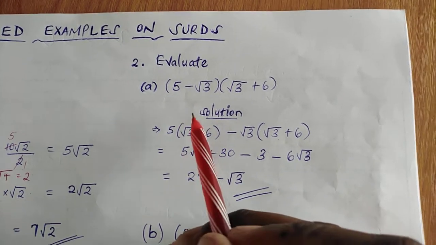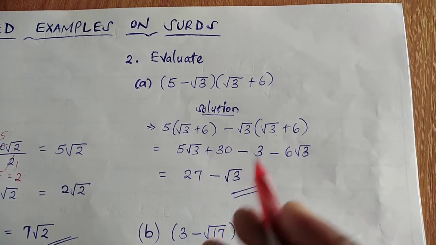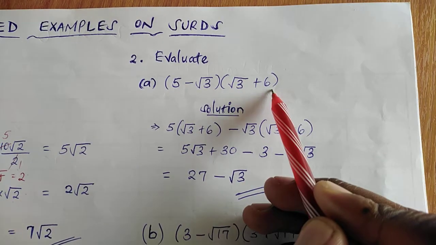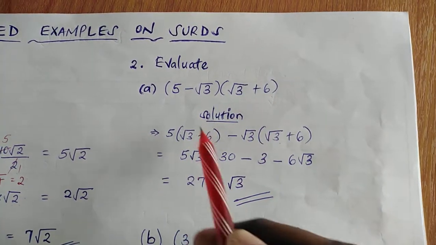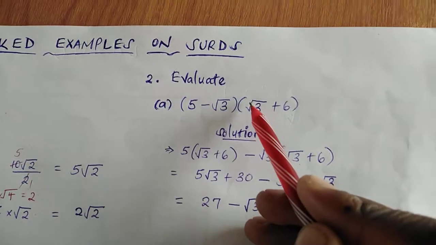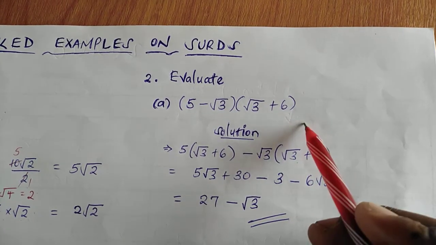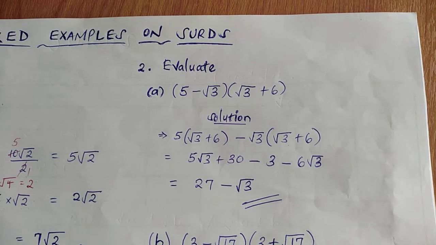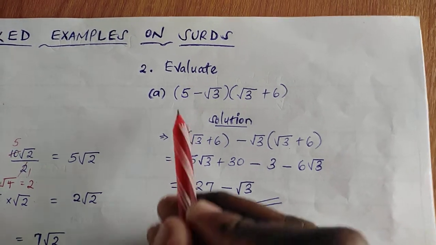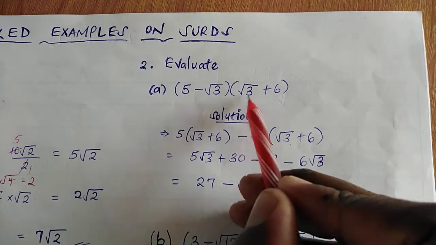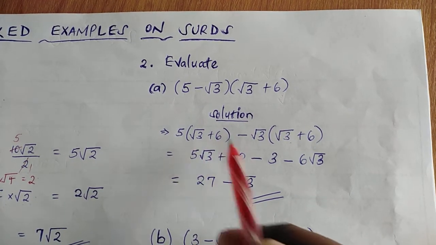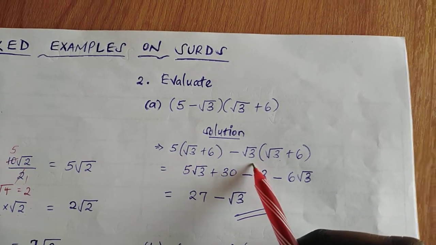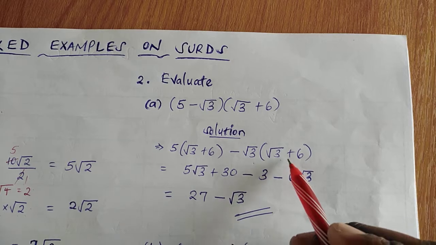So in order to work out this, you take the first one multiplied by the whole of this in the second bracket, and then minus the second one multiplied by the whole of what is in the second bracket. That's basically what is done to multiply numbers in the two brackets. So it is 5 into what is in the second bracket, root 3 plus 6, minus root 3 multiplied by root 3 plus 6.